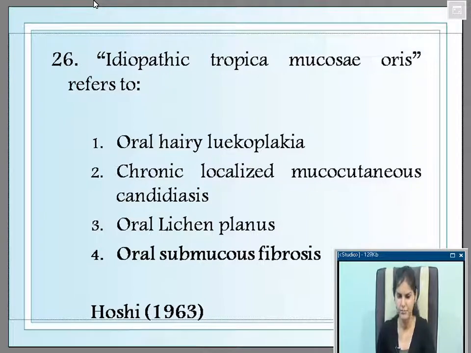Any doubts? There is a doubt that is posted. What requires treatment?